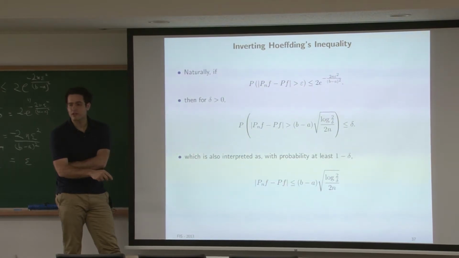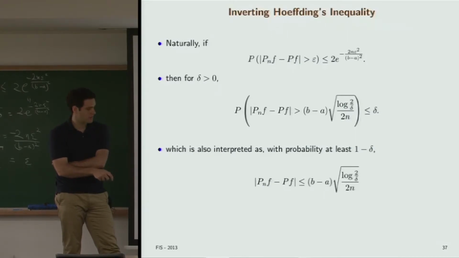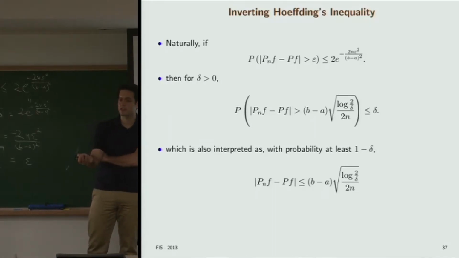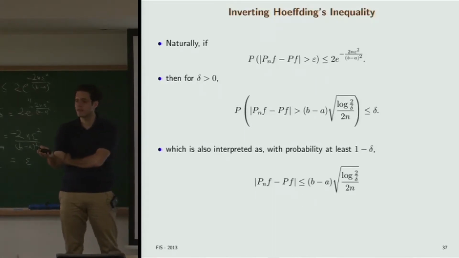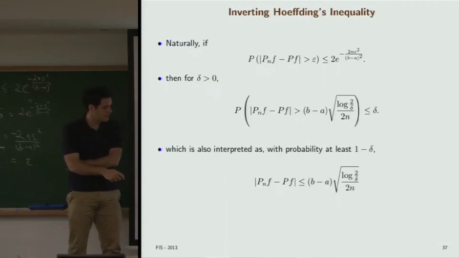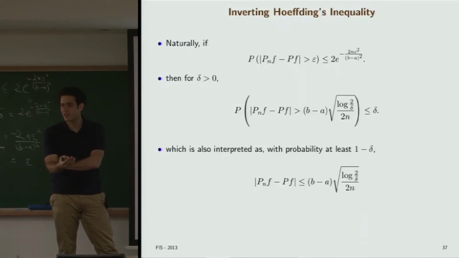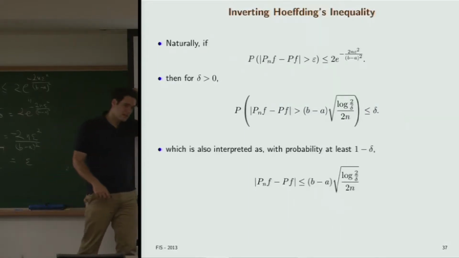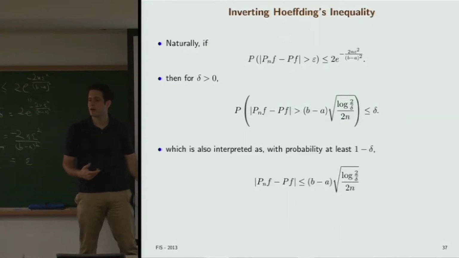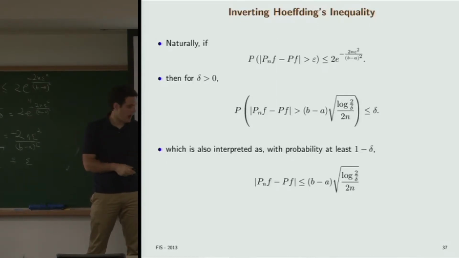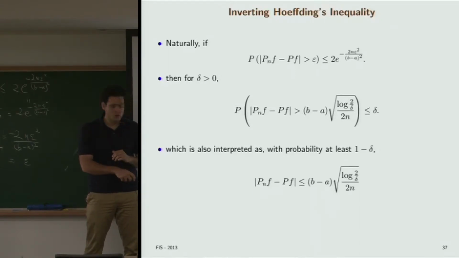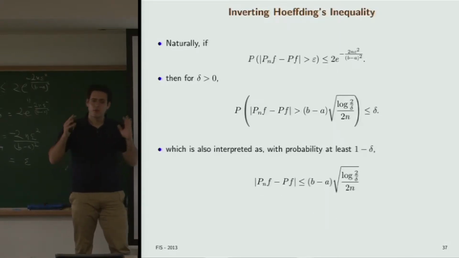The quantity Pn of f minus Pf, the deviation we're interested in, is smaller than a quantity which depends on delta, with probability at least 1 minus delta. So typically you set delta equal to 0.05 or 0.1. And then you will say, with probability at least 95%, the deviation between Pn of f and Pf is smaller than the square root of log of 2 divided by delta, divided by 2n. And this gives a very intuitive quantification of how Pn of f converges to Pf, which depends basically on the square root of 1 over n.